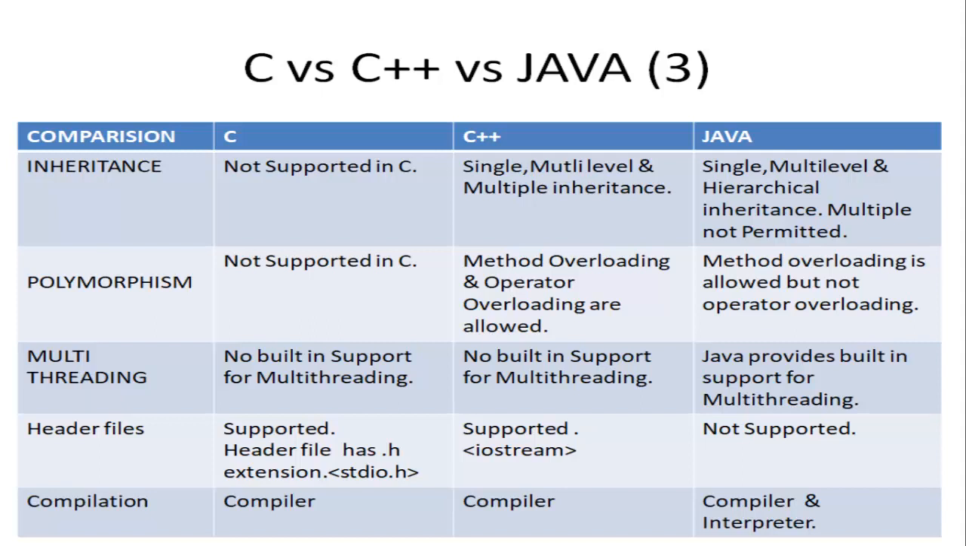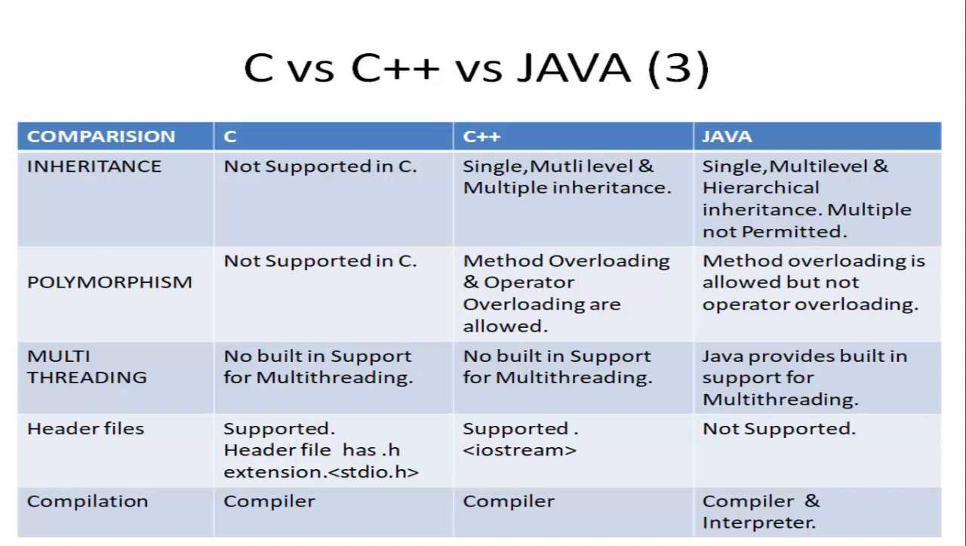Multi-threading. Multi-threading is a specialized form of multitasking. It is a feature that allows your computer to run two or more programs concurrently. C does not contain any built-in support for multi-threading. Similarly, C++ also does not contain any built-in support for multi-threading. Java provides built-in support for multi-thread programming. This is a special feature in Java. A Java thread is a lightweight process. Java multi-threading is usually used in games, animations, etc.